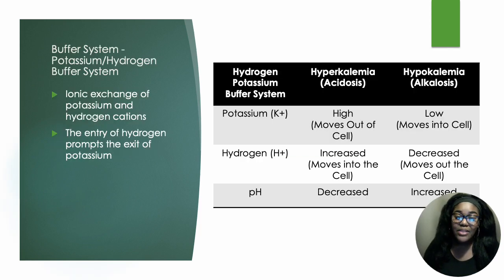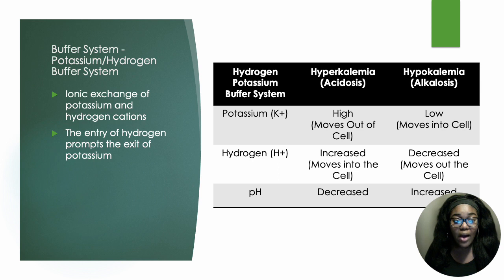So next we'll talk about the potassium hydrogen buffer system. So again, we are regulating pH. We're looking at how the body regulates itself from being too acidic or too basic or alkalotic. So again, this is in response to pH only. Now, when we talk about the hydrogen potassium buffer system, it is two cations going across the cellular membrane, and it is the change in these concentrations that helps either increase the pH or decrease the pH.